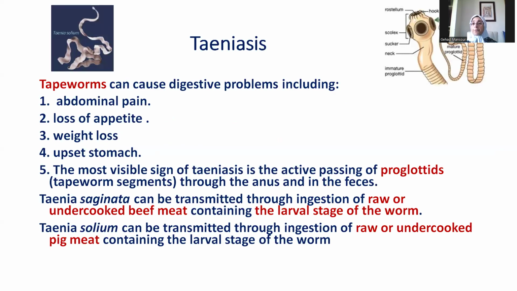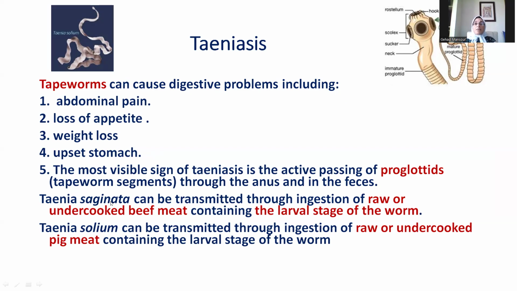We do not pronounce the P. Finally, we have the tapeworms or Taeniases with an A, by the way. Taenia is the name of the worm, and Taeniases is the name of the disease. Taeniases, therefore, can be caused by Taenia saginata or Taenia solium.